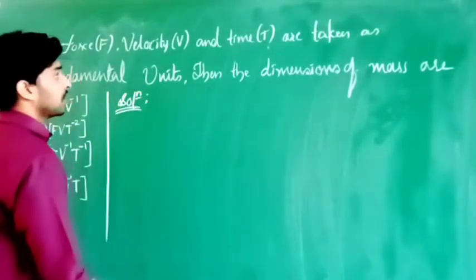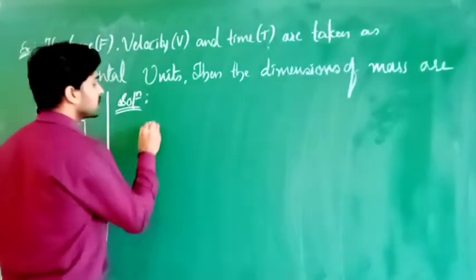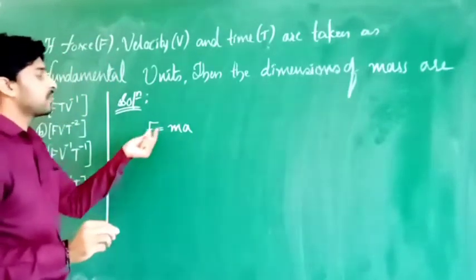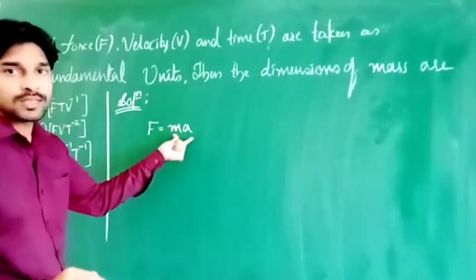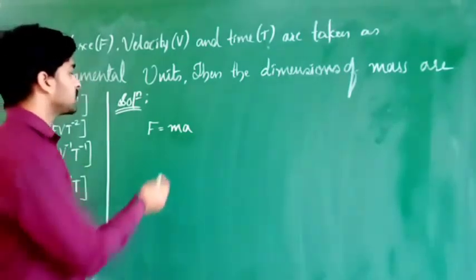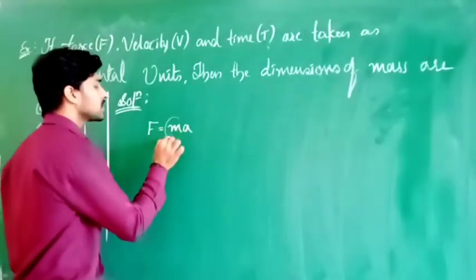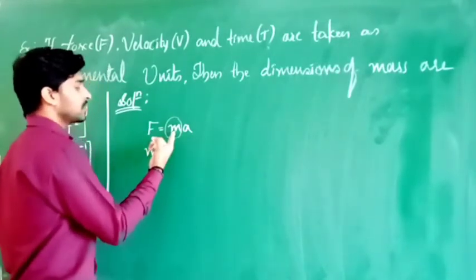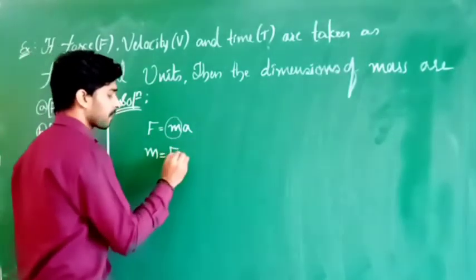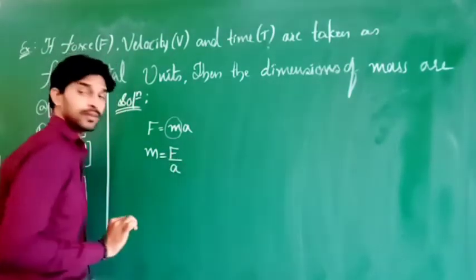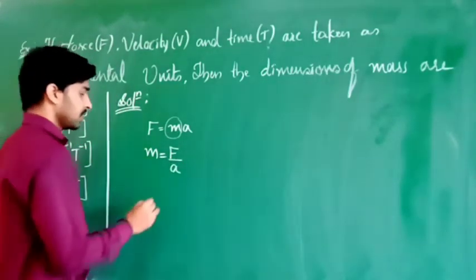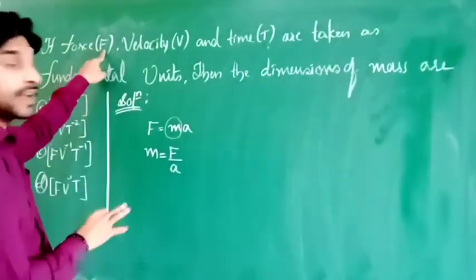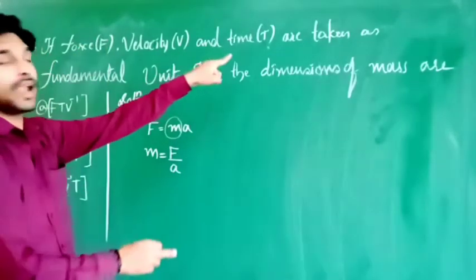Listen. We know that F is equal to ma. That means force is equal to the product of mass and acceleration. This is the general formula. From this equation, what will m become? Just separate m. m is equal to F by a. Correct? For force, they have simply given F. For acceleration, they have not given it directly.